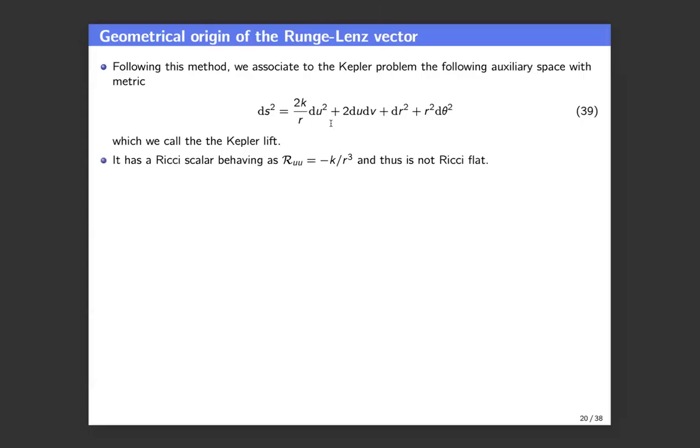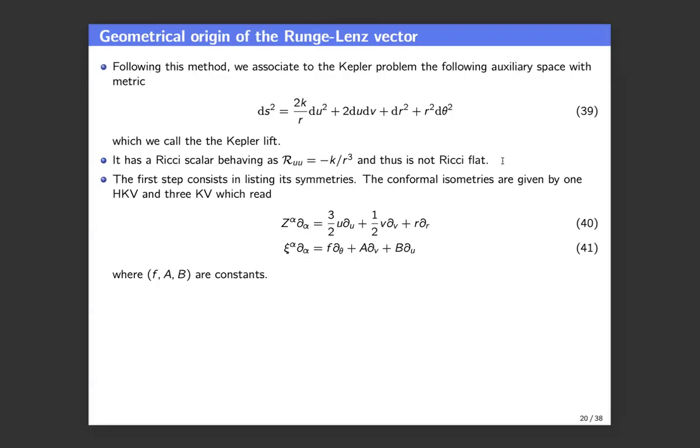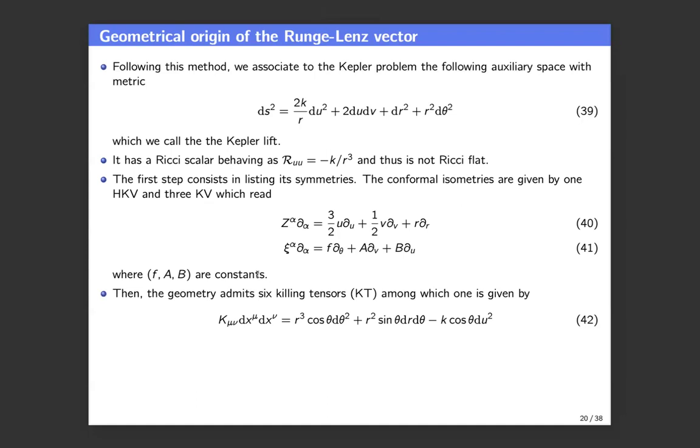So first you can compute the Ricci scalar and the Ricci tensor of this metric, and you can see that it is not Ricci flat. So it means, first of all, that it's not maximally symmetric. The first step consists in listing the symmetries. So it has the following conformal isometries, a homothetic Killing vector and a three Killing vectors, which are given by this. But most importantly, this metric has a Killing tensor. It actually has 6 Killing tensors. One of them is given by this, okay?